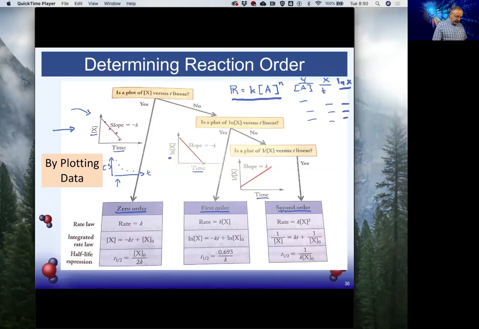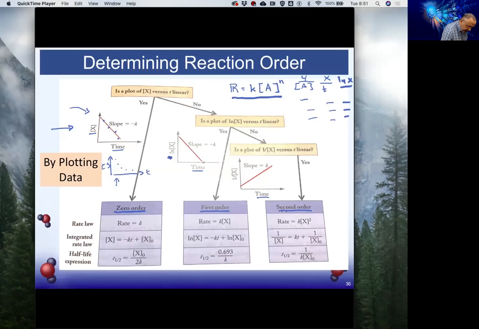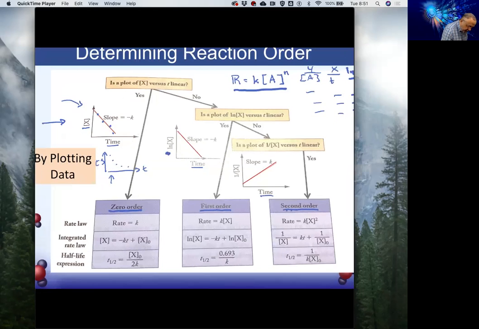In the LabQuest, what you do is you add a calculated column, and you take the natural log of x. When you go into the calculated column, it's actually for a formula, and they'll give you a menu of formulas. One of them is going to be natural log of x. You create that, and then you plot natural log of x versus time and see if it's linear. A lot of times it's going to be linear, so then you know that it's going to be first order.